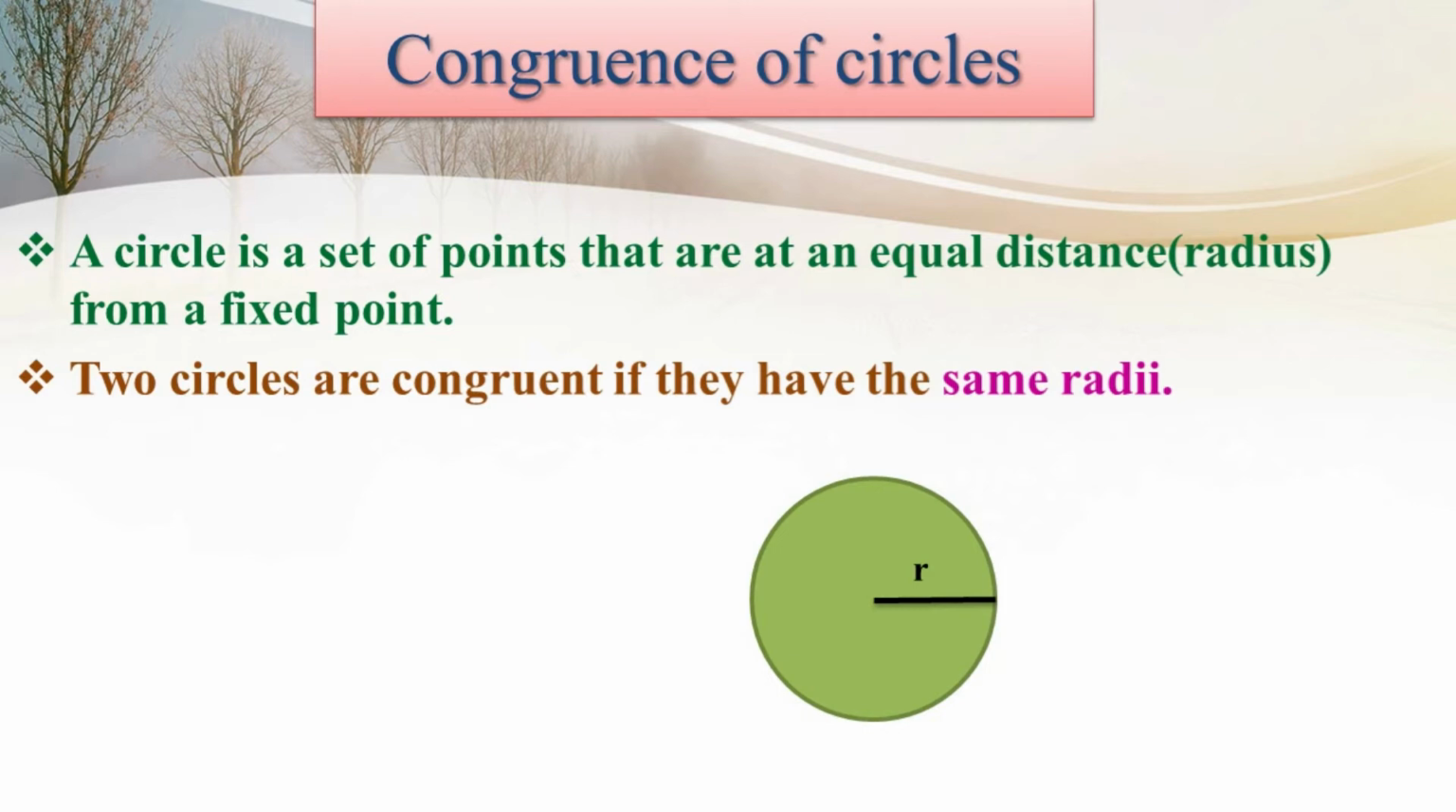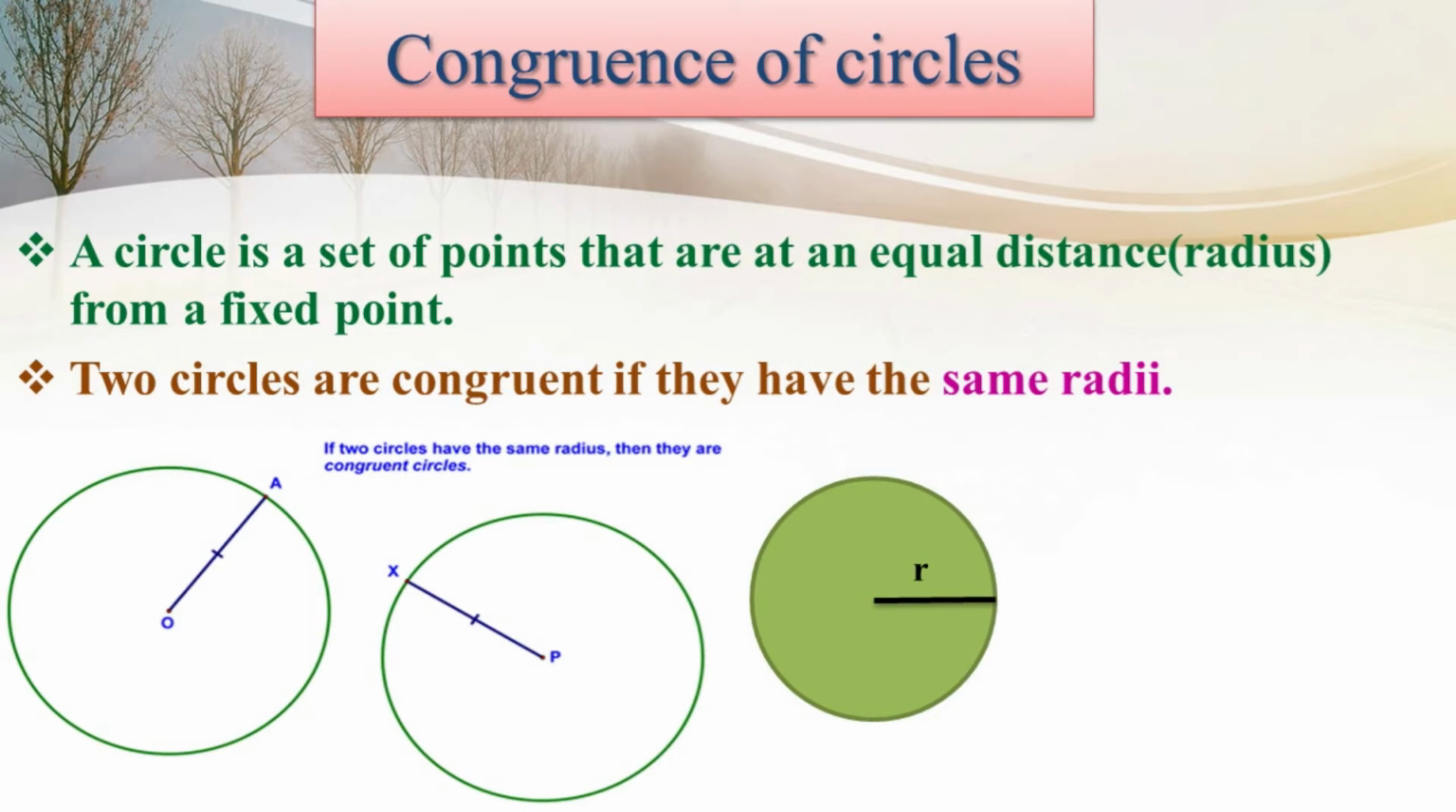Two circles are concurrent if they have the same radius. When we are going to compare two circles, their measurement of radius should be equal. Radii of two circles must be equal.